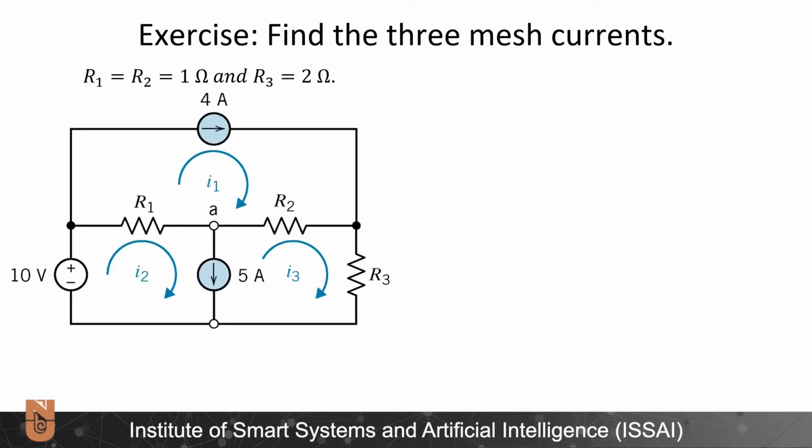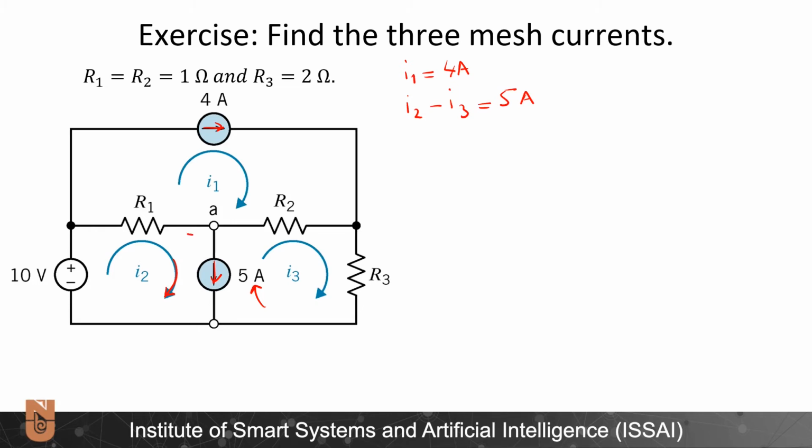Alright, let's solve this example. The easiest equation I can write here is I1 is equal to 4 amperes, because this 4 ampere current source is not being shared by any other meshes but mesh 1, and therefore I1 is equal to 4 amperes. Now let us write another simple equation. I2 minus I3 is equal to 5 amperes. I just basically know that I2 is going downward in the same direction as this current source, I3 is going upward, and we know that this current source is 5 amperes. So I2 minus I3 is 5 amperes.